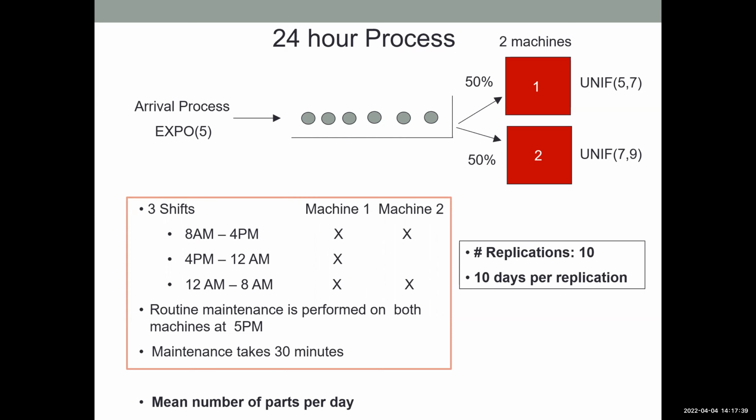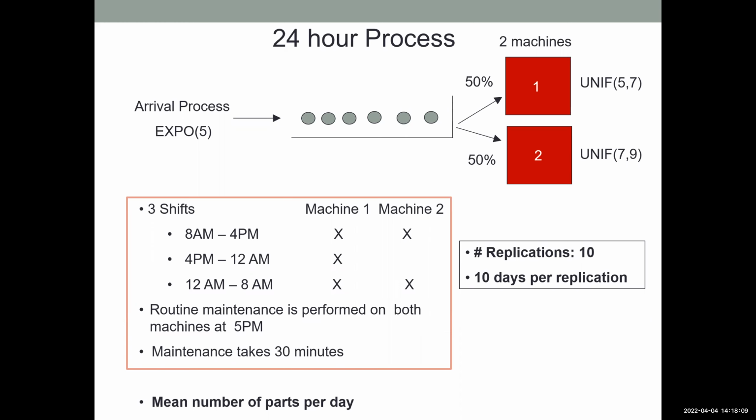So in this example, we have a 24-hour process. We have an arrival process that's happening following an exponential distribution. And then we have two machines that are processing parts. 50% of the parts will go to machine 1, 50% will go to machine 2. They follow a uniform distribution. And then we have 3 shifts in this process.